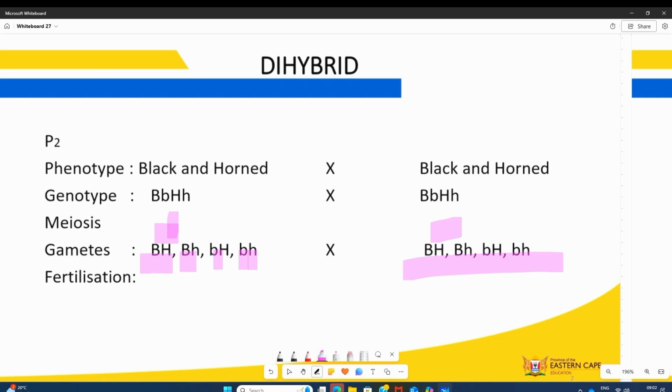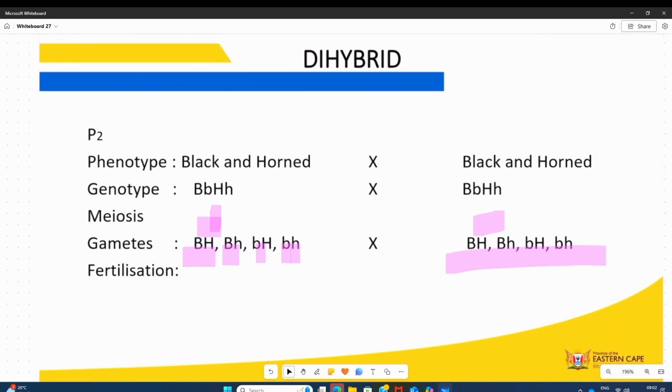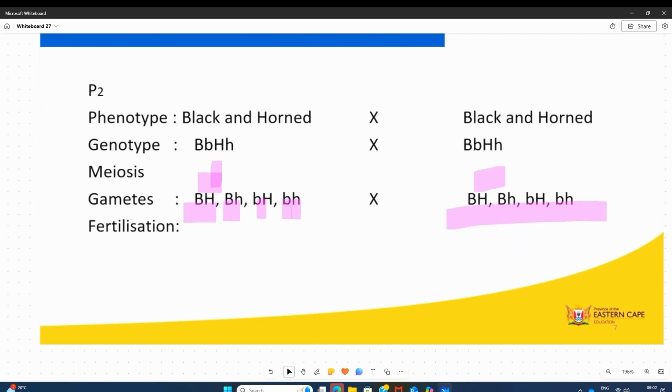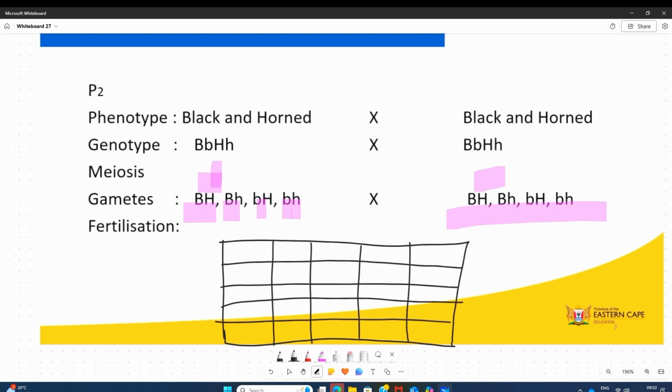Okay. Then when it comes to the fertilization part, we now go to the Punnett square. When we are drawing the Punnett square for a dihybrid inheritance, remember, you just draw a square. This is a square for a dihybrid cross. 4 lines down, 1, 2, 3, and 4. 4 lines across, 1, 2, 3, and 4. This is the correct Punnett square for a dihybrid inheritance.